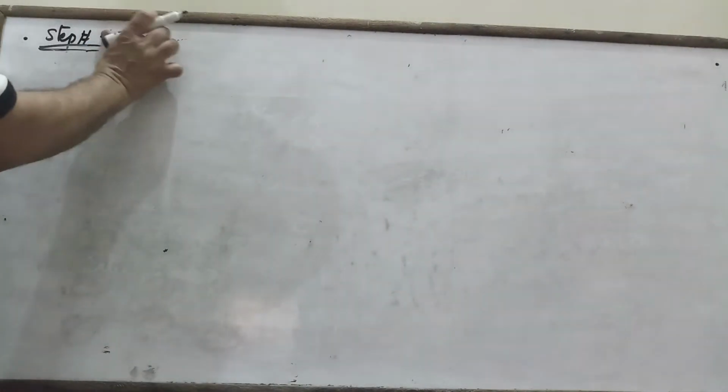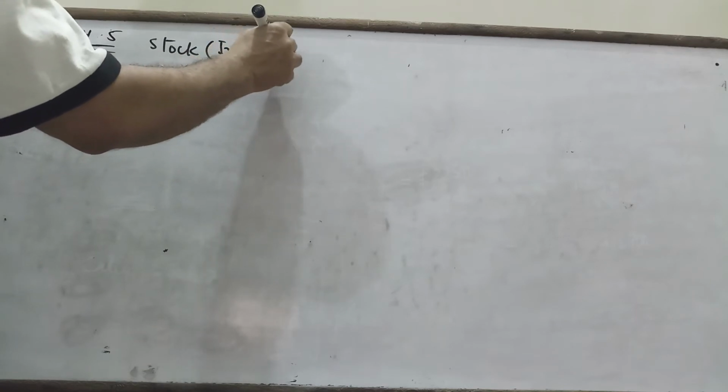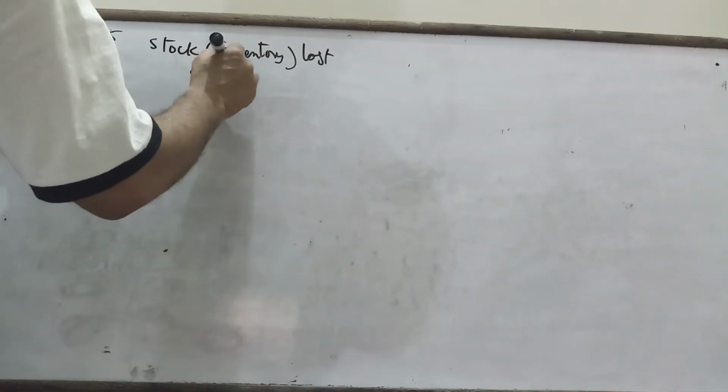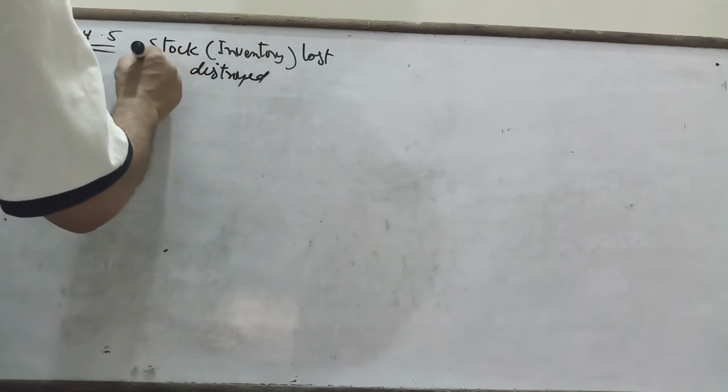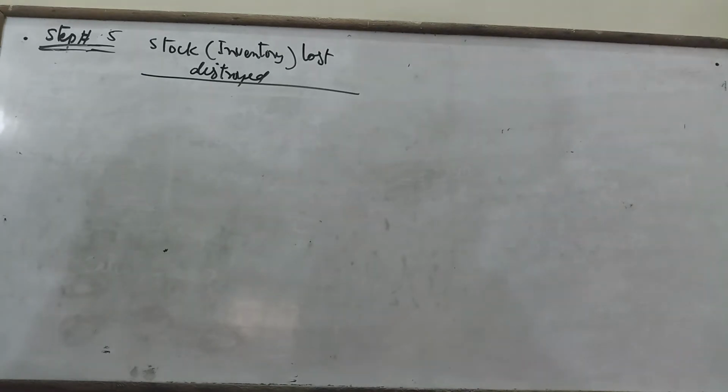Now, step number 5: stock lost. Sometimes the examiner will ask you to calculate the stock or inventory lost. This is also known as inventory destroyed, or destroyed inventory. There are a lot of ways a teacher can teach this, and I have made a specific formula to calculate stock lost.